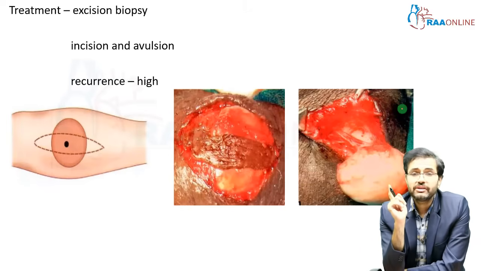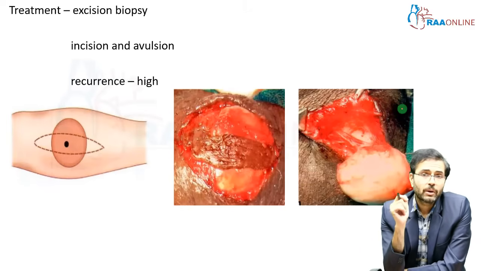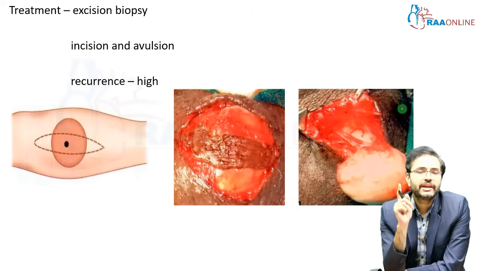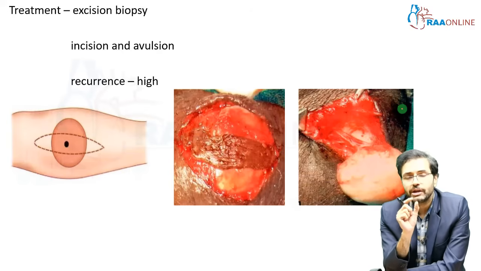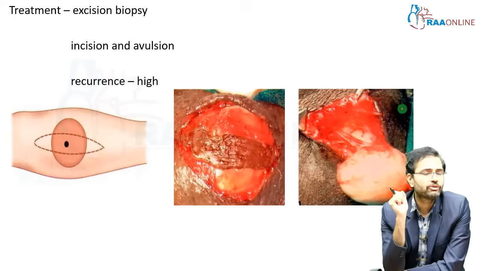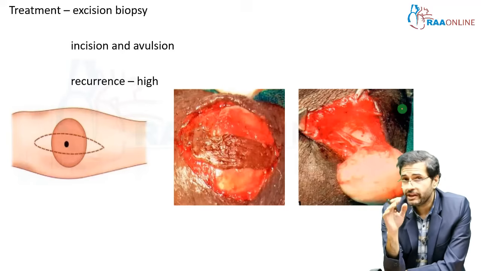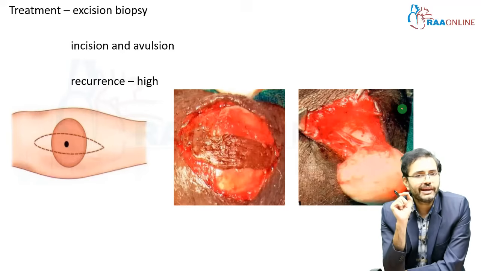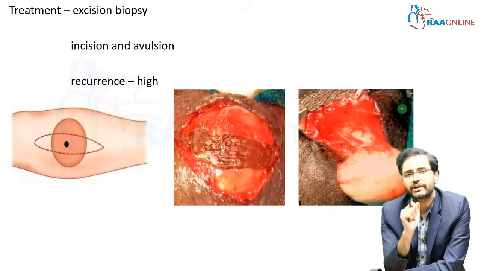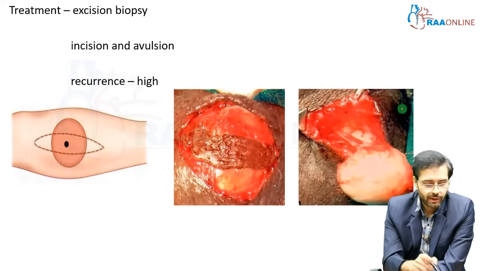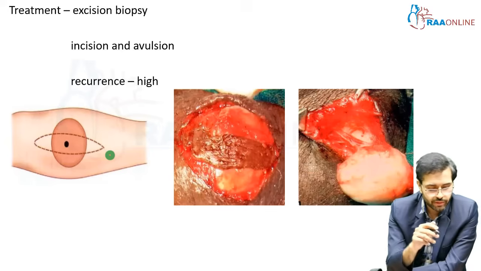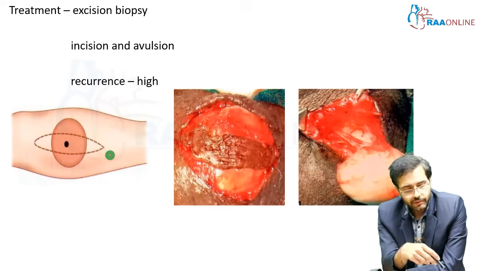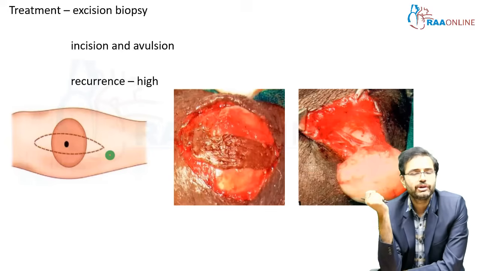Treatment of a sebaceous cyst is excision biopsy. Now, it is very important that the excision be carried out including the punctum if it is present. The cyst has to be excised in toto. If the cyst wall is left behind, there is a very high chance of recurrence. So, we make an elliptical incision over the swelling to include the punctum as well, and it is removed in toto.